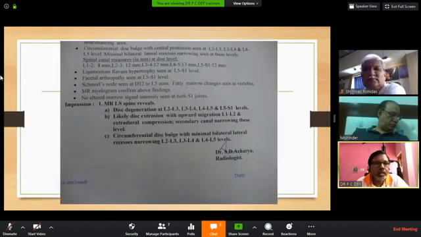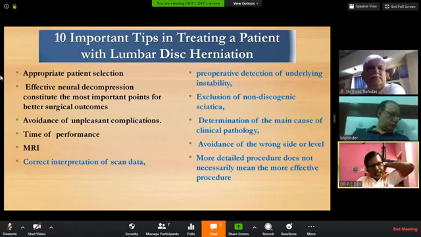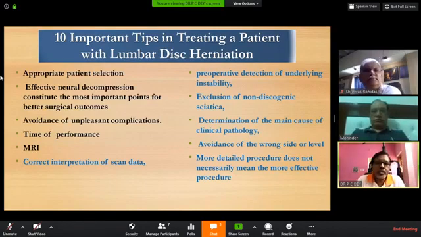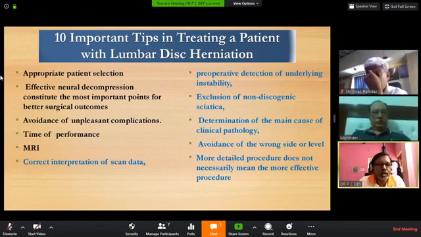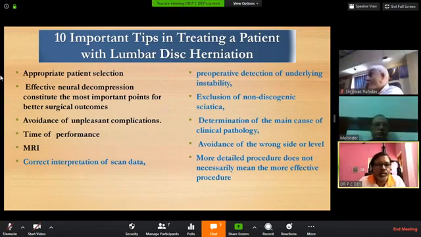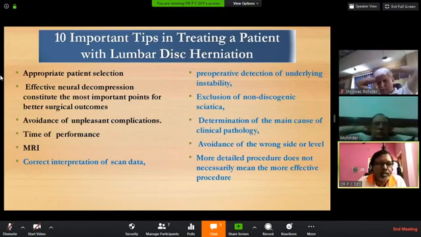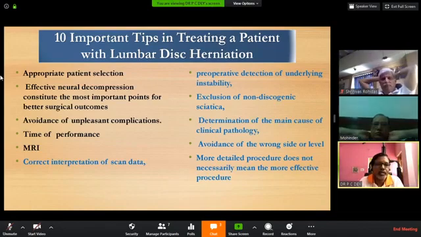report. And now my question is that this is the thing we just have to look up to, because it's a huge disc. It covers almost the whole of the L1 vertebra. It is from the L1, L2 level. And appropriate patient selection and effective neural decompression constitute the most important points for a better surgical outcome.